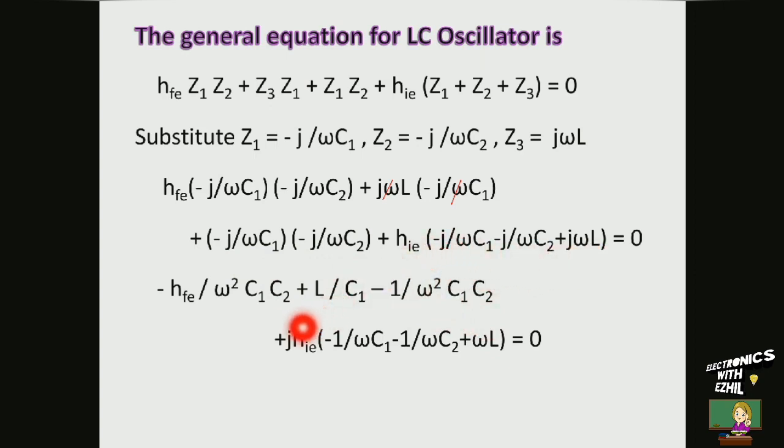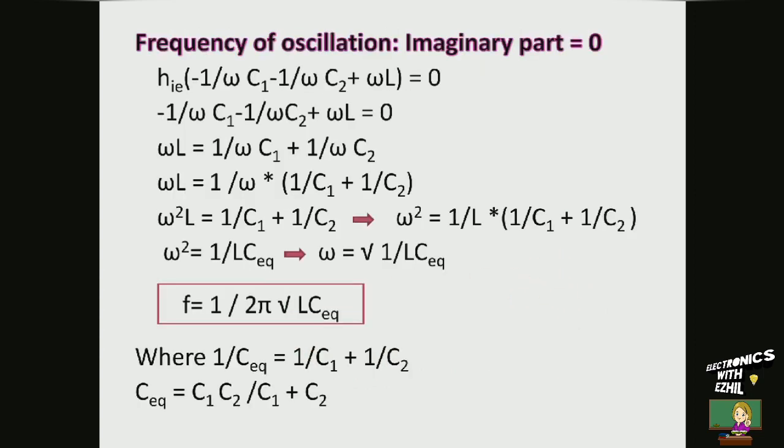So this term becomes J into h of E into minus 1 by omega C1 minus 1 by omega C2 plus omega L equal to 0. This is the real part of this expression and this is the imaginary part of this expression. We will equate the imaginary part to 0 to find the frequency of oscillation. The imaginary part is h of E into minus 1 by omega C1 minus 1 by omega C2 plus omega L equal to 0. Here h of E cannot be 0. So this term is equal to 0.